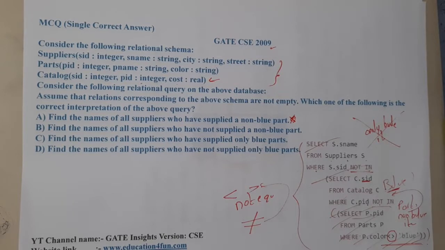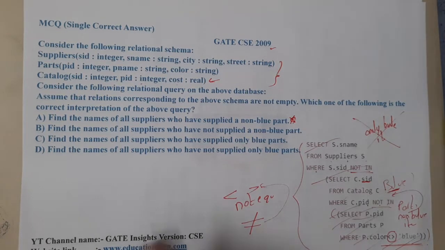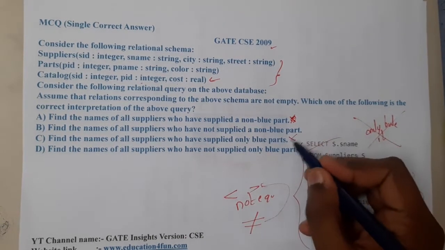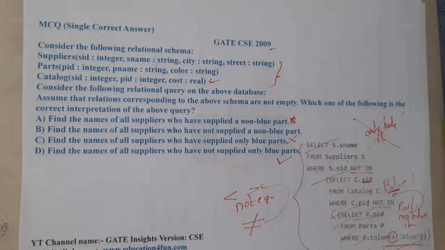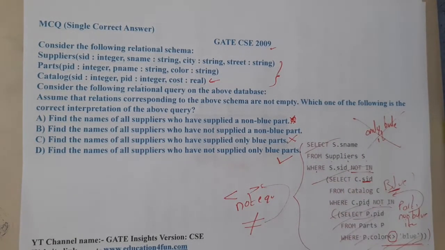Okay, option C says that find the name of all suppliers who supply only blue parts. So I'm 100% sure that this option is wrong, right? And option D says that find the name of all suppliers who have not supplied only blue parts. Yeah, this option is absolutely correct, guys, because that's what I told you, right? So not blue parts is correct, right?